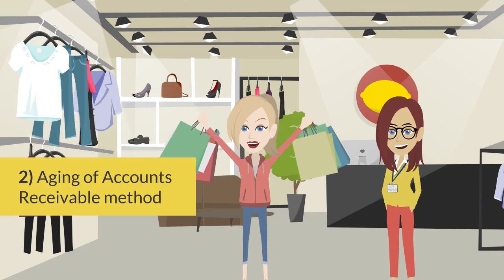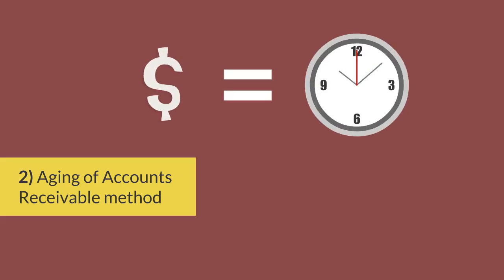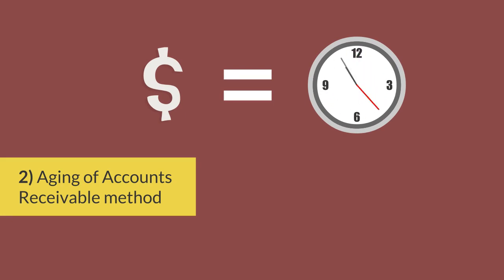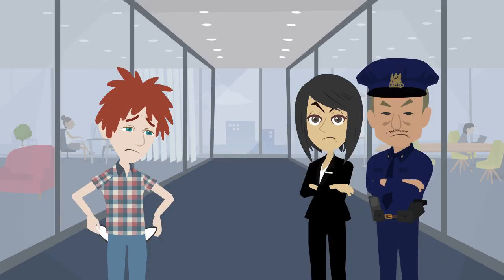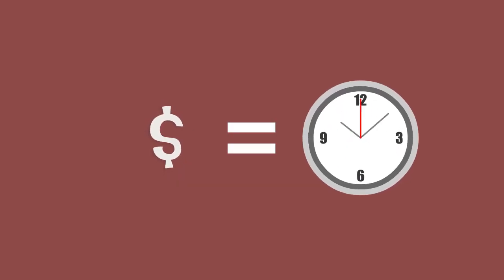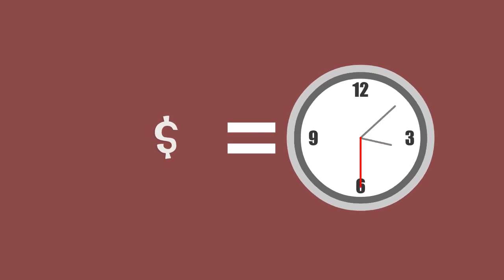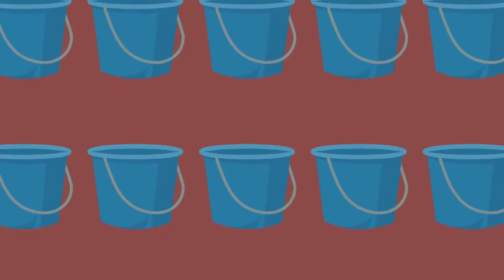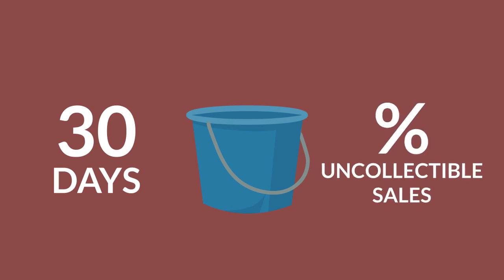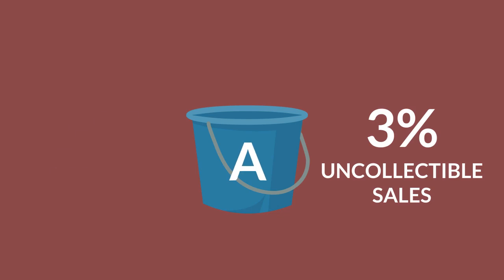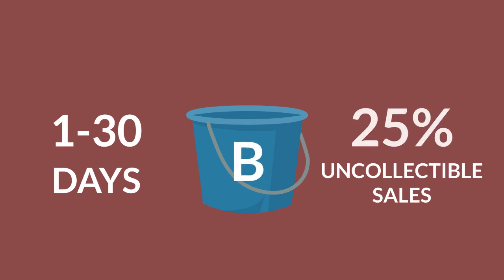The second is the aging of accounts receivable method, where we estimate bad debt expense based on how long accounts have remained unpaid. If a customer keeps on telling us that they will pay us next time every time we ask for a payment, then they're probably not going to pay. Thus, we assume that the longer an account remains unpaid, the less likely it will be paid off. We create a schedule that sorts our accounts receivable into buckets based on how long they have been overdue, with each bucket usually spanning 30-day intervals. We then assign an estimated percentage of uncollectible sales to each bucket. For example, we can assume that 3% of accounts which are 1 to 30 days overdue are bad debts, while 25% of accounts which are more than 90 days overdue will be bad debts.